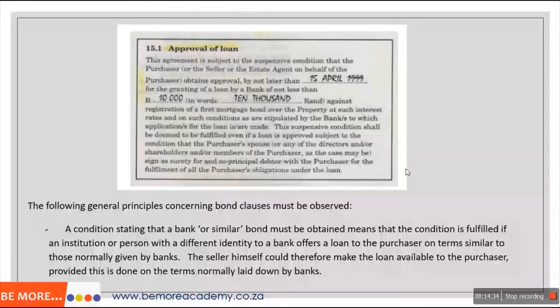The identity of the institution granting the loan may be of importance to the purchaser, especially if he receives a subsidy on his loan repayments. Civil servants, for example, are subsidized only on loans granted by a bank or other financial institutions. A condition providing that the sale is subject to the acquisition by the purchaser of a bond is not fulfilled when the loan is approved, but only when it is actually obtained. It must be determinable from the wording of the bond clause on which terms the loan is to be advanced to the purchaser.